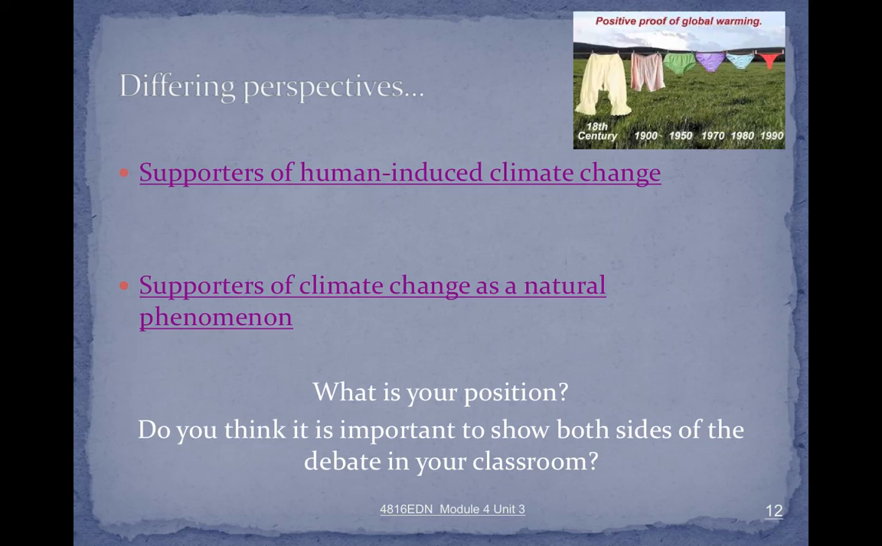Now, I'm not saying which side I would support. I'm not taking a side when teaching this particular unit, but what I am saying is that it's quite interesting when you look at the evidence and the way that it's actually put forward in the media, and I think it's so important that students can see both sides of the debate.